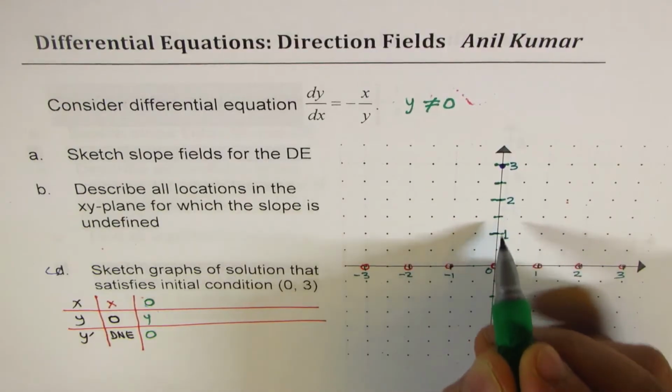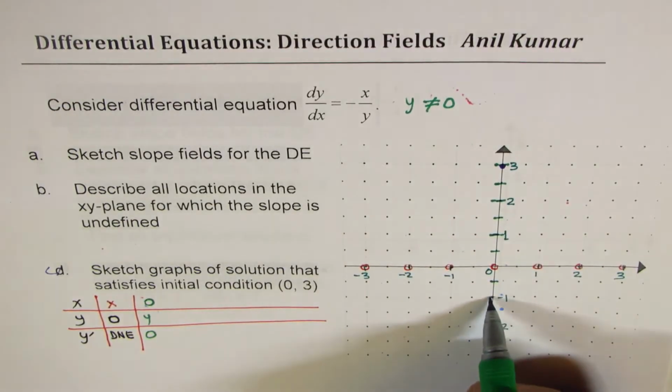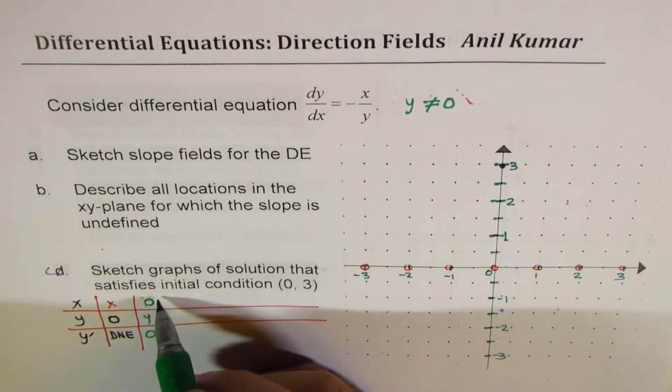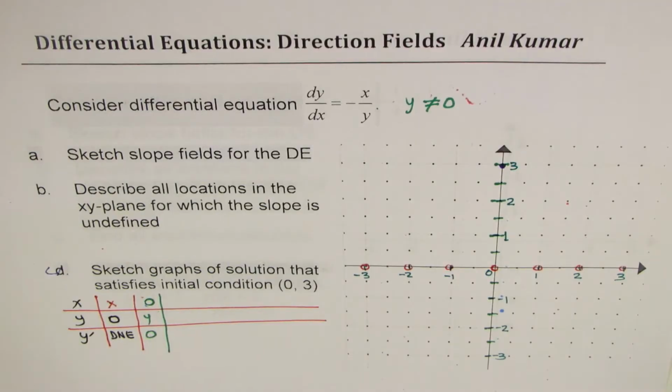Let me draw small segments here also. At 0.5, I'm drawing. Fine. So we get the 0 slope points. It is good to analyze and then substitute the points. Otherwise, this job becomes very tedious.